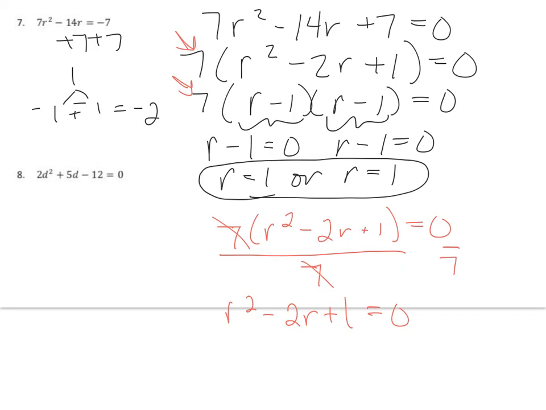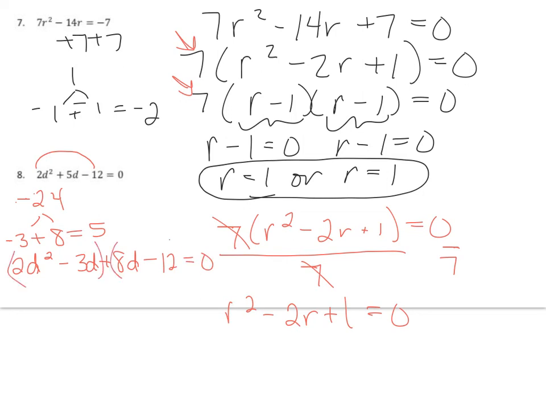Cool? Alright, let's try this last one. Can't factor anything out, so I have a negative 24. And I need a positive 5 in the middle. I think that's going to be my 3 times 8. 3 times 8, it's a positive 5, so that's negative 3, which gives me a 5. I'm not going to have enough room on this one. Minus 3d plus 8d minus 12 equals 0. Factor by grouping, just like we've been doing.